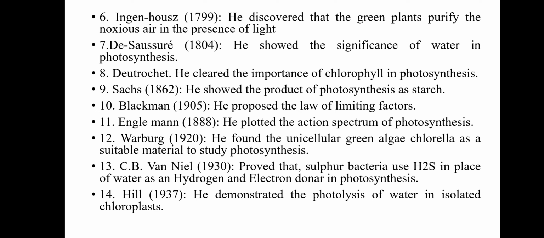Then de Saussure showed the significance of water in photosynthesis. Draper clarified the importance of chlorophyll pigment in photosynthesis. Sachs showed the product of photosynthesis is starch. Blackman proposed the law of limiting factor. What is limiting factor? The law of limiting factor tells that when a process is controlled by many factors, the process is actually limited by the pace of the slowest factor.